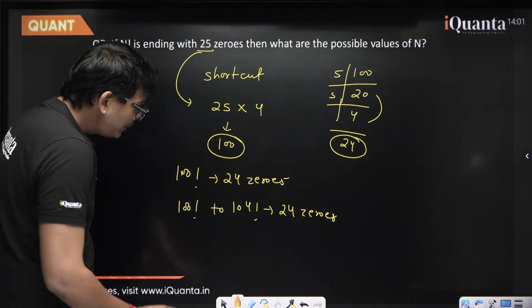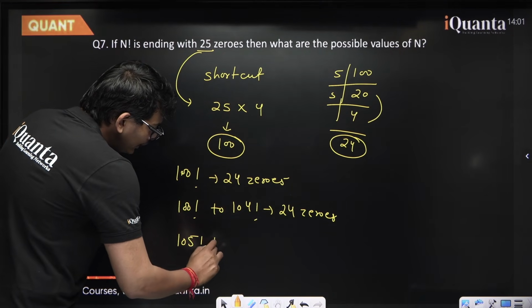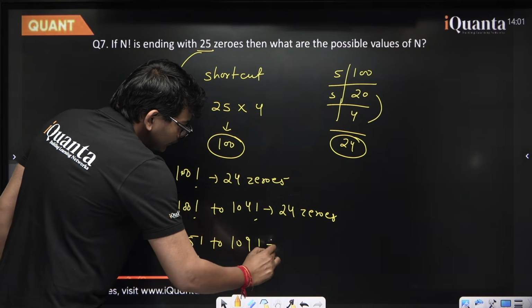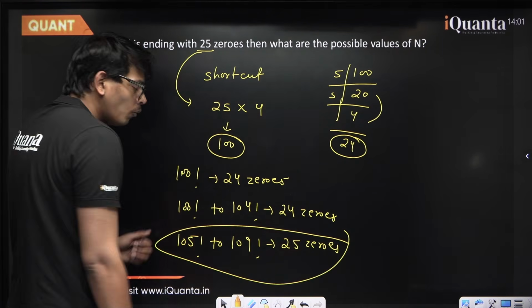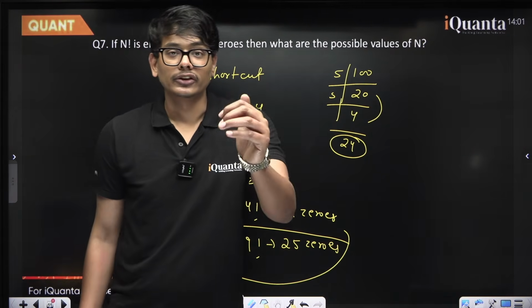So the answer will be 105 factorial till 109. So possible values of n will be 105, 106, 107, 108, 109.